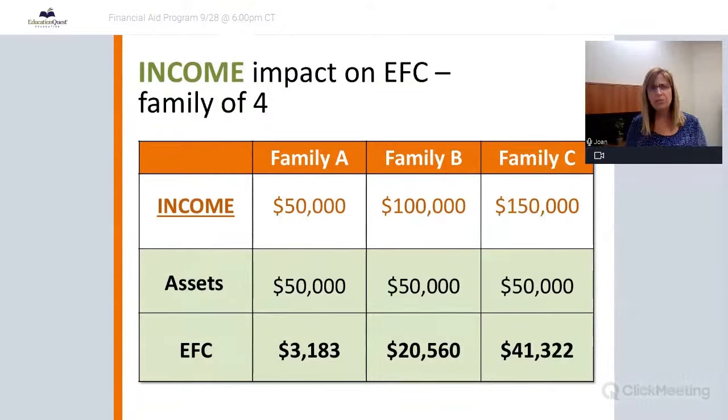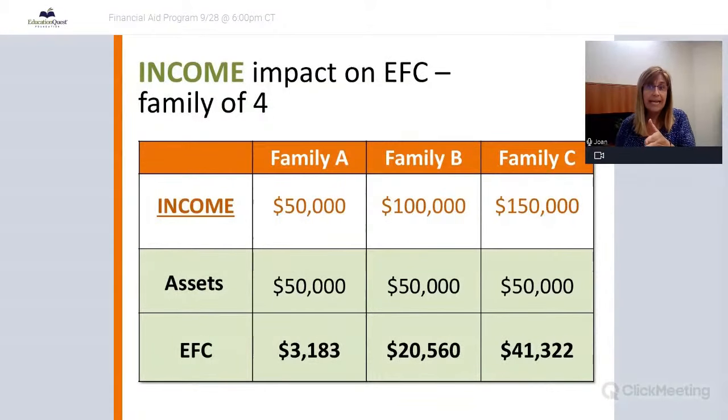Now, here's where I like to talk a little bit about how income impacts the family contribution on the FAFSA form. These are two very, very quick scenarios. They're not totally cut and dry because there's a lot of variables that go into the formula, but these are just a couple of examples for you. So take a look up here. I have where income impacts the EFC for family A, B, and C. Notice the assets are all the same, right, at $50,000, but the income fluctuates from 50 to 150. So here you can see the family contribution number ranges from $3,100 all the way up to $41,000.